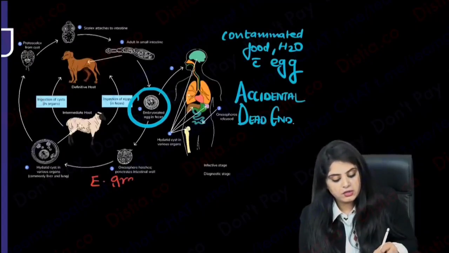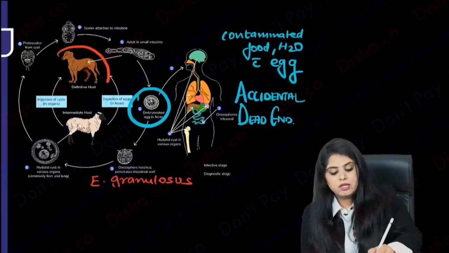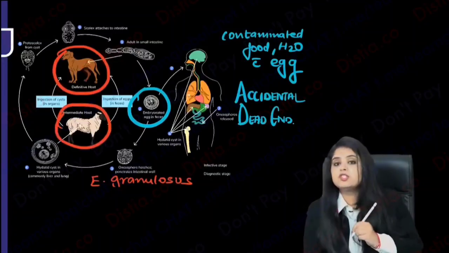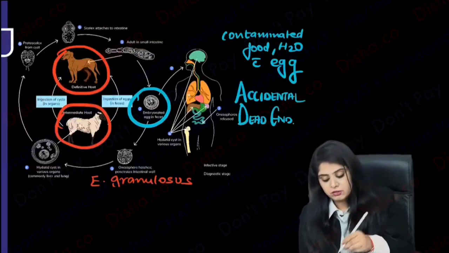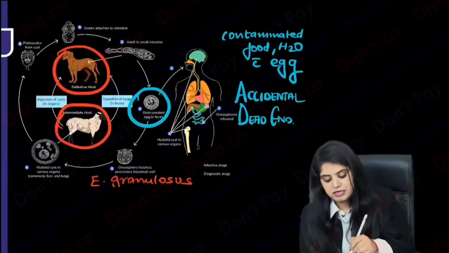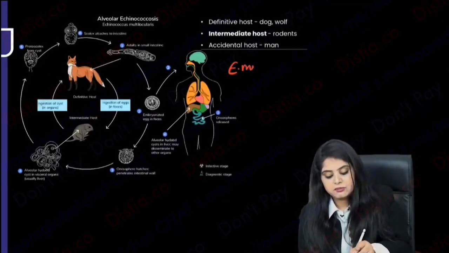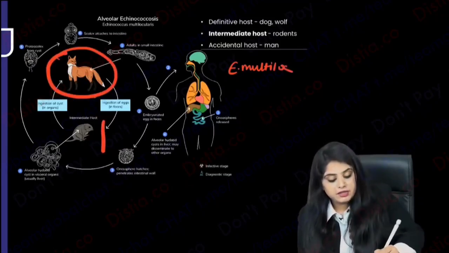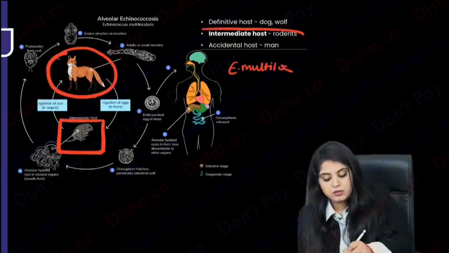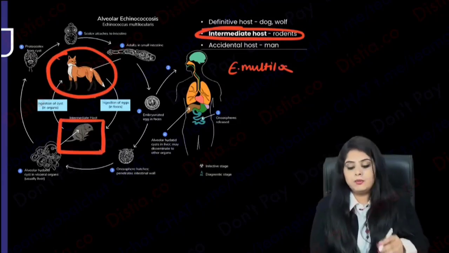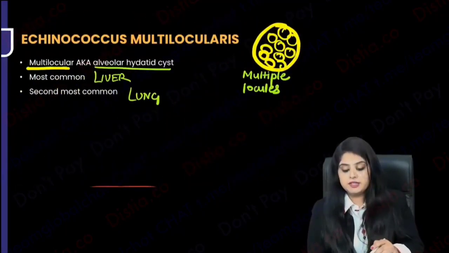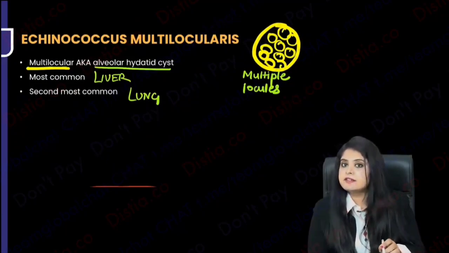If I talk about Echinococcus granulosus, which was dog tapeworm, dog ya wolf, dono chalega. But over here, you had to see a sheep, whereas over here in Echinococcus multilocularis, I am seeing dog ya wolf chalega, but over here I am seeing a rat, and if I see a rodent, I know this is kuch problem hai.